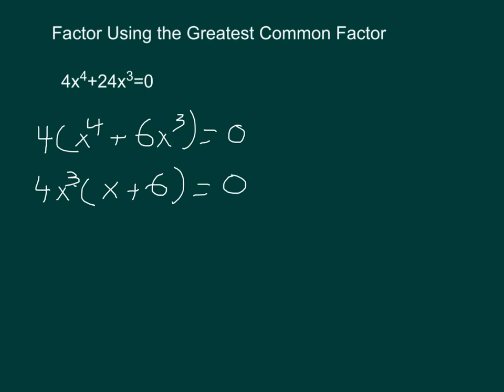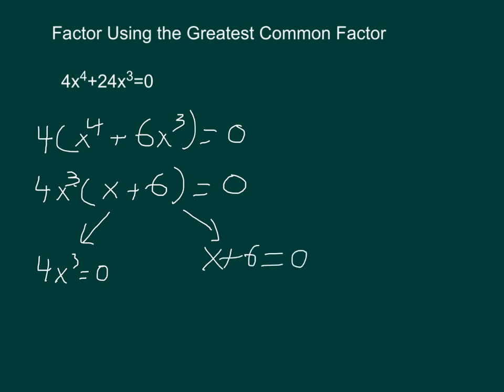Once again, you could now take this and show the distributive property to make sure that you have factored this correctly. 4x cubed times x is 4x to the fourth. 4x cubed times 6 is 24x cubed. Now that it's in factored form, I can split it up into two different equations. 4x to the third equals 0, and x plus 6 equals 0.